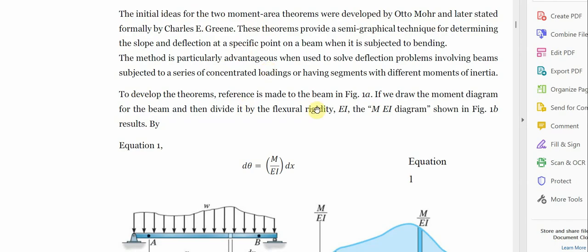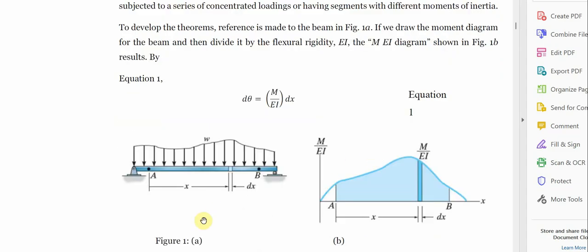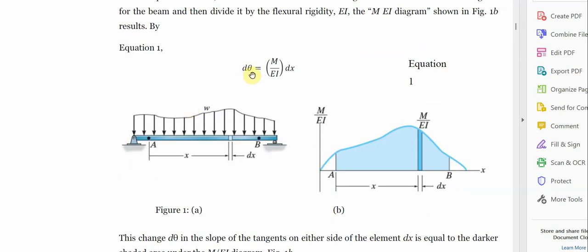Now to develop this theorem, reference is made to a beam. Let's take this beam A as an example. If we draw the moment diagram for this beam and then divide it by the flexural rigidity, that is EI, the M over EI diagram shown, shows that theta is equal to the integral of M over EI dx. Now let us look at this member. If it is being loaded this way, when we want to draw the bending moment diagram, we have this M over EI.